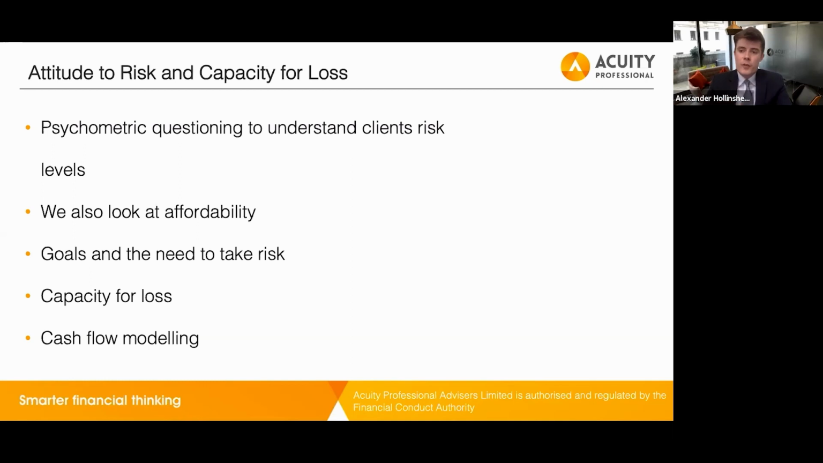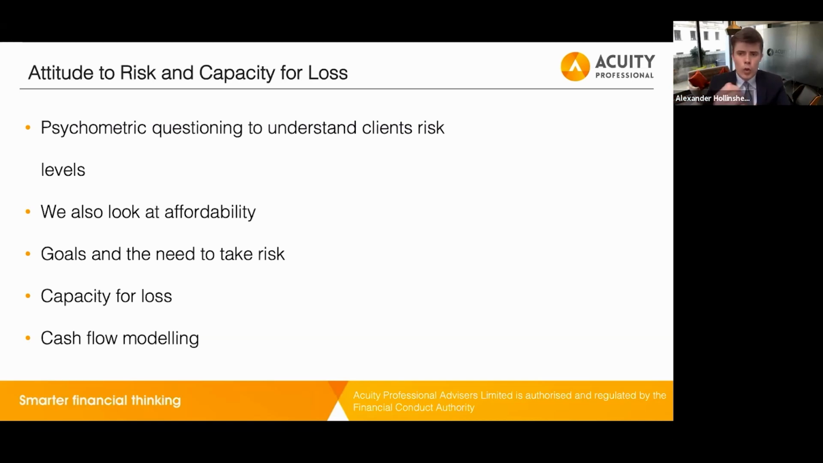So we also look at affordability. Now, there are thousands of different funds and thousands of different products, all of them with slightly different charging models or different charging structures. And obviously what we want to do is keep those costs in check, keep them as low as possible, while also providing the best product and the best service. So this is something that we'll also take a look at over the long run.